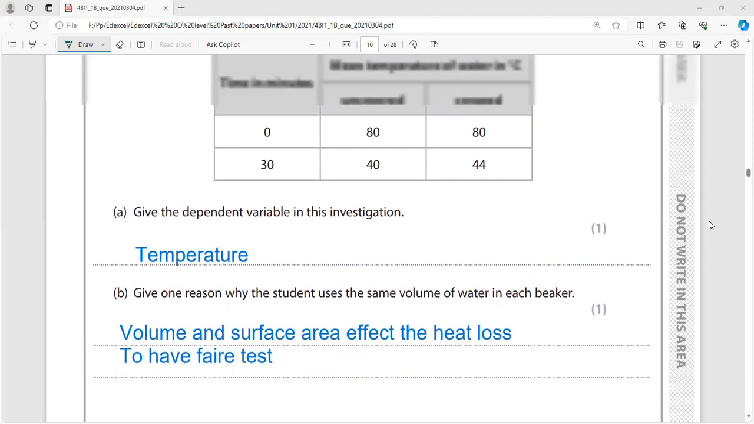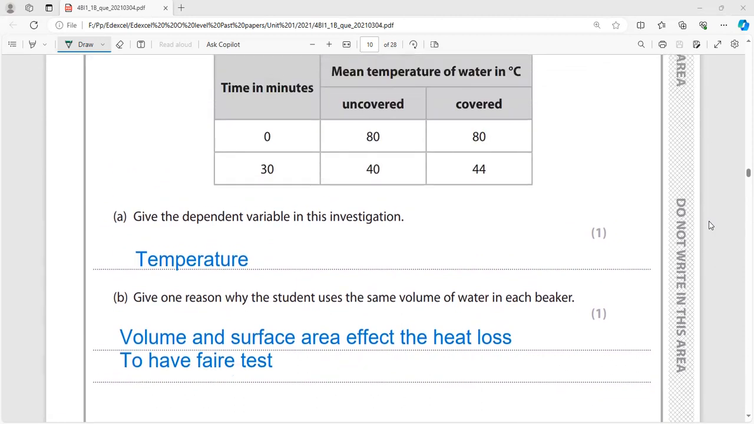Second, give one reason why the student uses the same volume of water in each beaker. Because the volume and surface area affect the heat flow. That's why the student took the same volume of water, to get fair results. You can write any valid point: volume, concentration, amount of water or surface area affecting the heat flow. So this value will be constant.